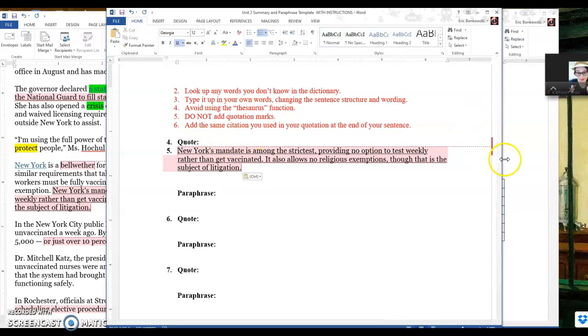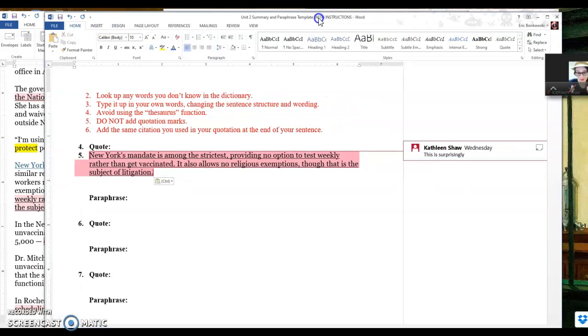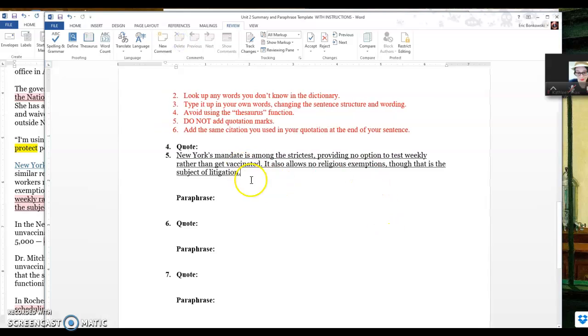And it's probably going to bring the comment over. I should have said surprising. I think it used to say this is surprisingly strict. It doesn't matter. I'm just going to get rid of this. So I'm going to go to review, delete, and now it's gone. And I no longer need it to be underlined, so I'm going to hit Control U and get rid of the underline.